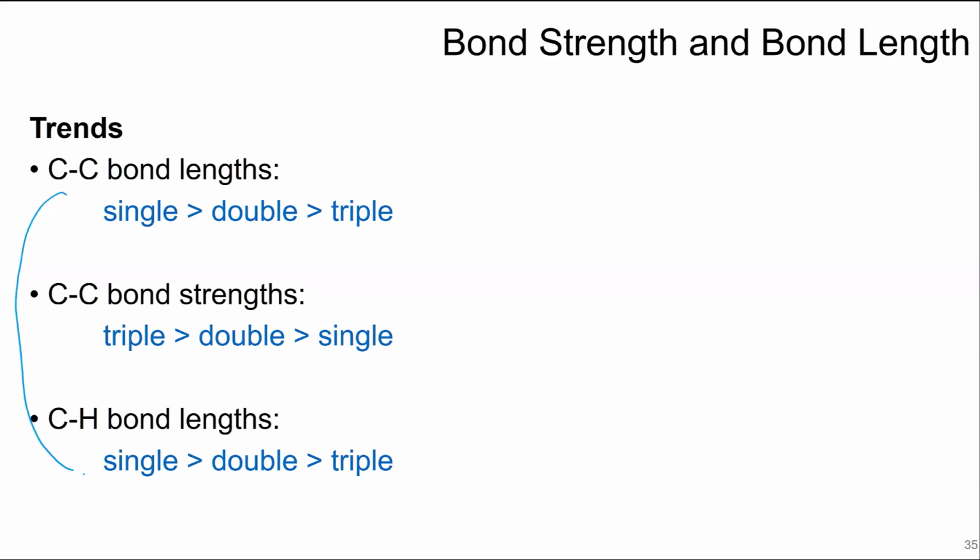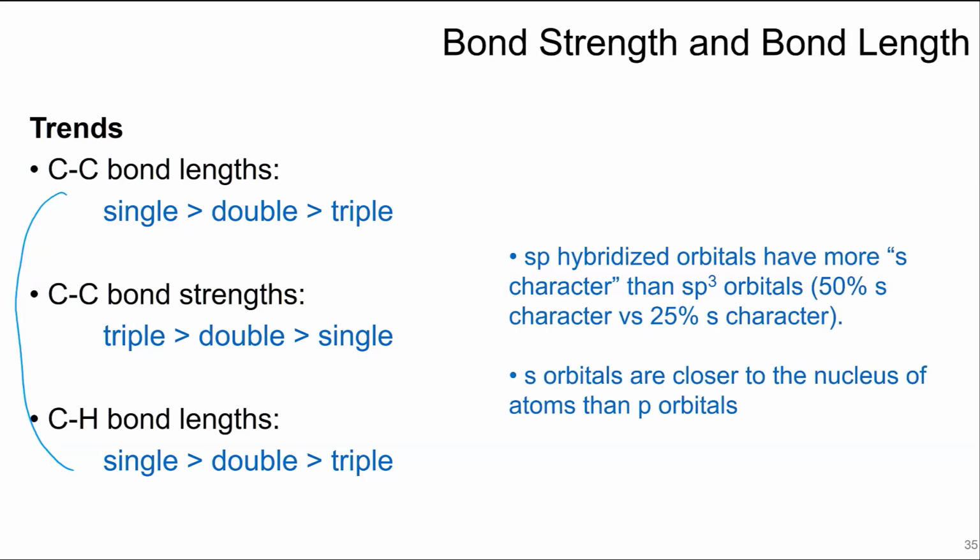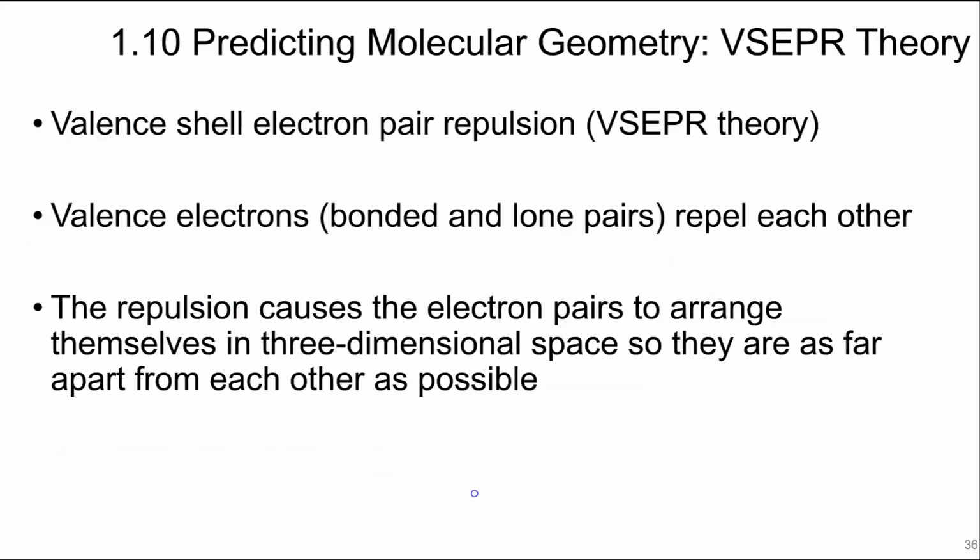And the reason for the bonds being the way they are lengthwise is that sp hybridized orbitals, so these are the triple bond ones, have more s character, because it's 50% s, 50% p, than sp3, which is 25% s, and that's why those bonds are shorter. The s orbitals are closer to the nucleus of atoms than p orbitals, so with triple bonds, all that electron density is held closer to the atom, which makes it shorter.